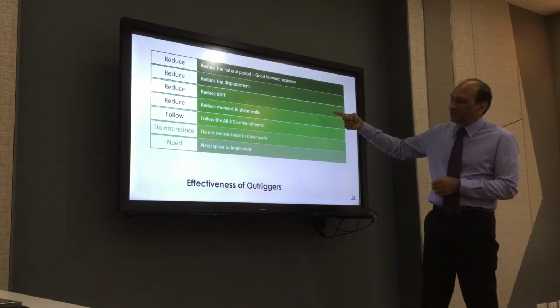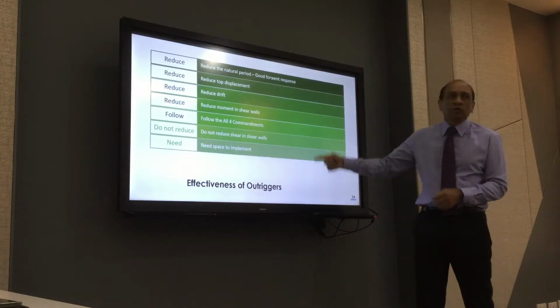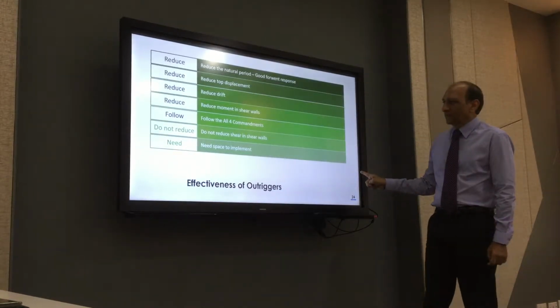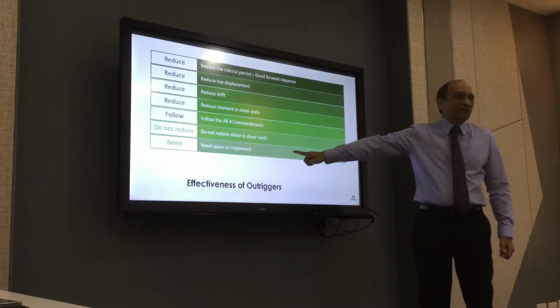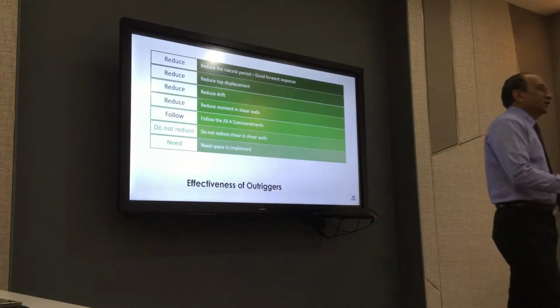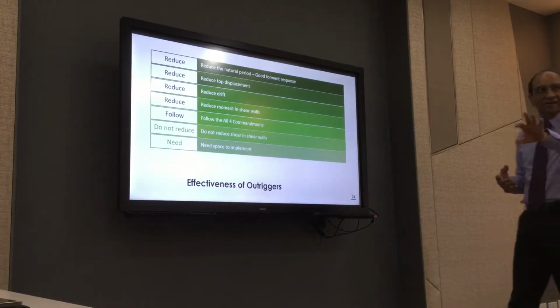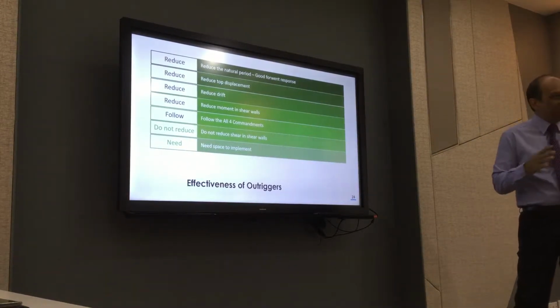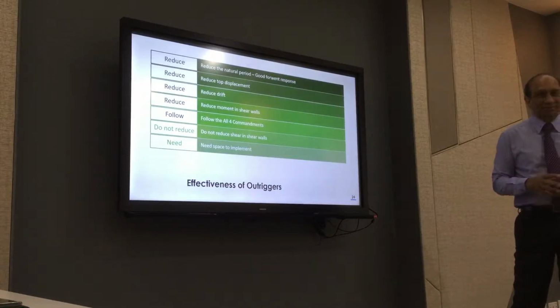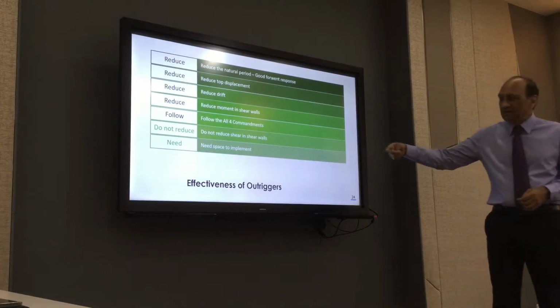So outriggers help you to follow all four rules. They do not reduce the shear in shear walls. That is one thing you should remember. You cannot reduce the shear in core walls by putting outriggers or any combinations. That cannot be reduced. Moment can be converted into axial force, but shear cannot go anywhere. Shear has to be taken because shear is a horizontal force, so you need horizontal shear capacity to take that part. Only bending can be reduced, not shear. Shear can be reduced by other mechanisms.